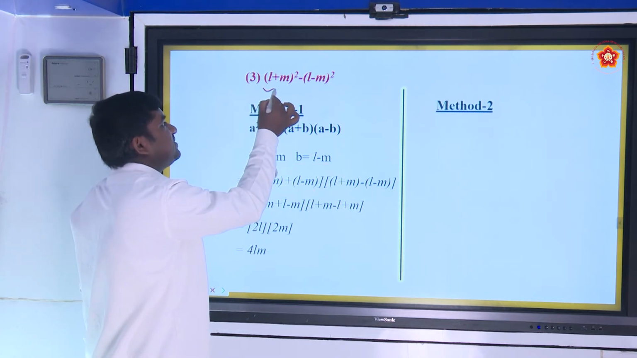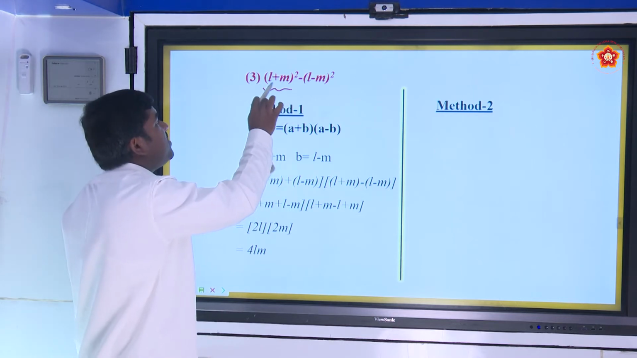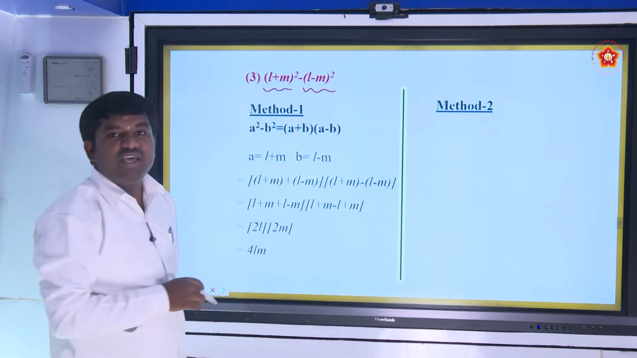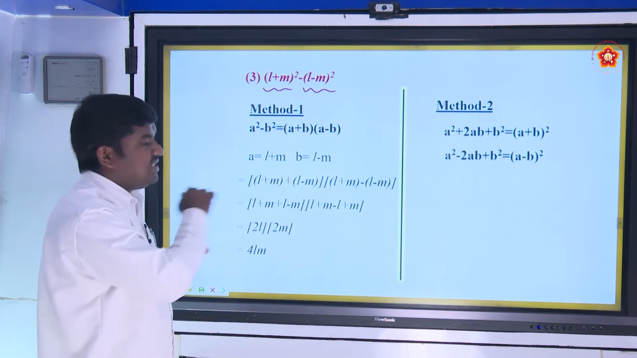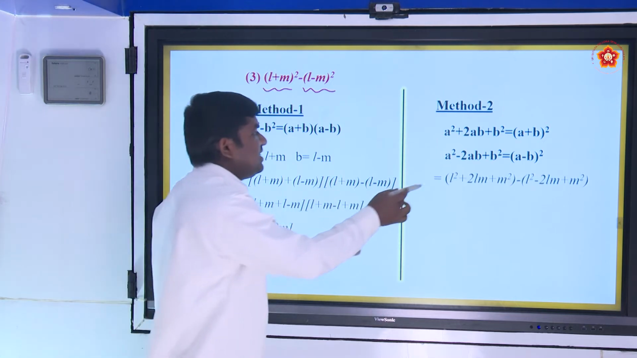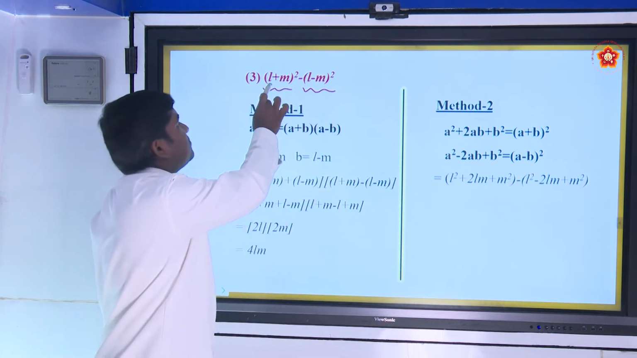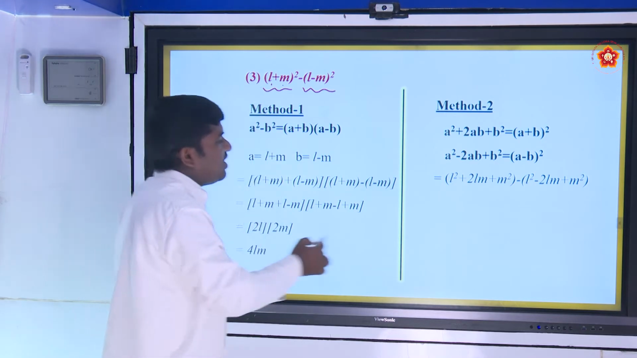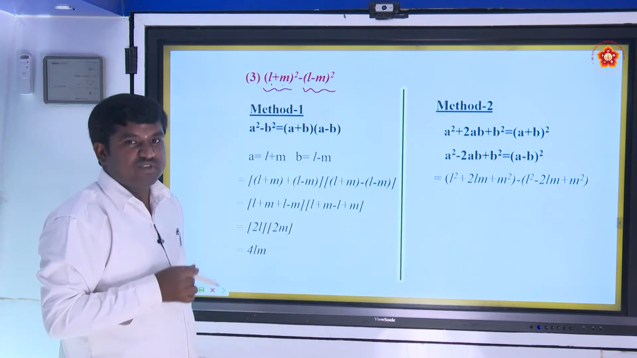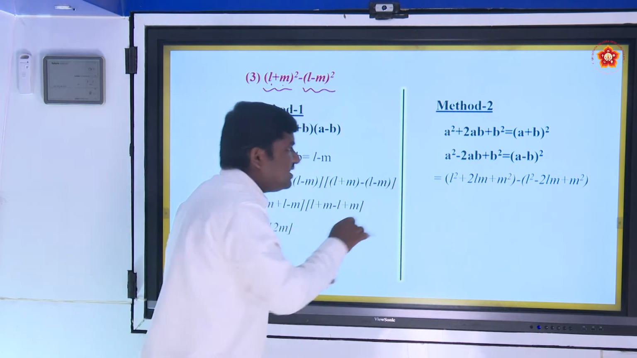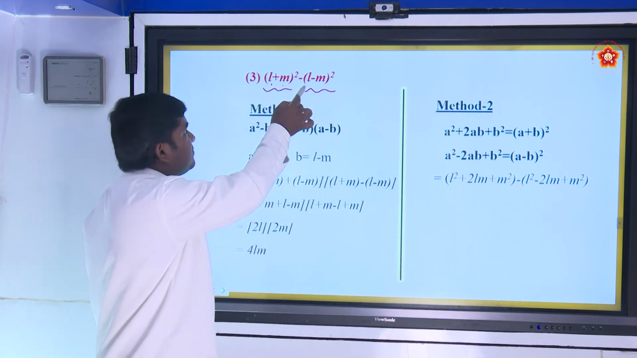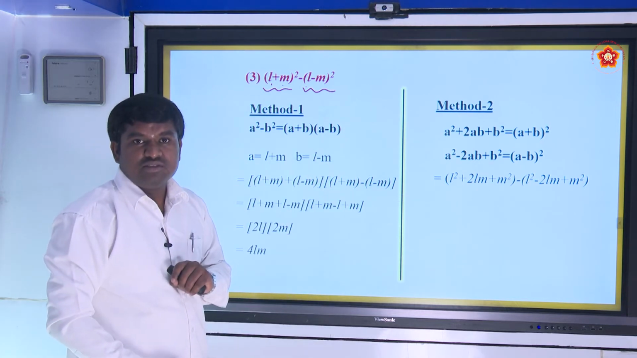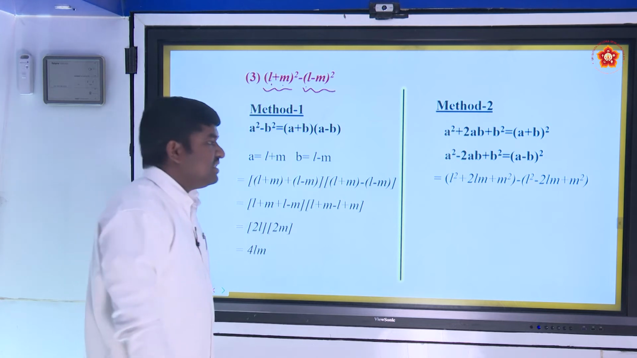Yes, look at this. This looks like (a+b)², and this looks like (a−b)². So apply that. (a+b)² is l² + m² + 2lm, or l² + 2lm + m², minus (a−b)², which is l² − 2lm + m². Observe that. Next, simplify that.